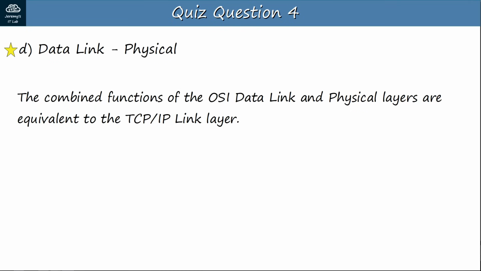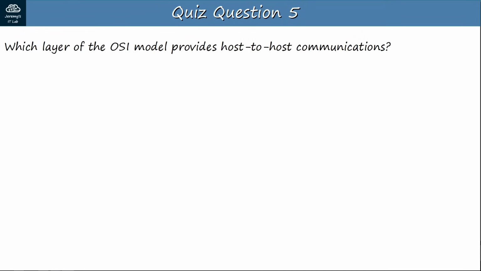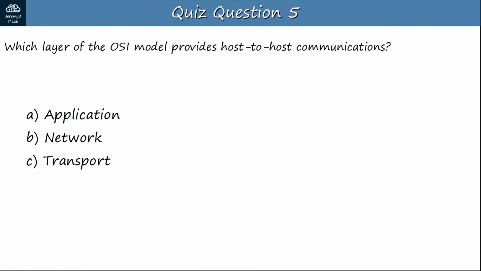Let's go to the last quiz question for this video. Which layer of the OSI model provides host-to-host communications? A. Application. B. Network. C. Transport. Or D. Data link. Pause the video to think about your answer. The answer is C. Transport. Let's check.